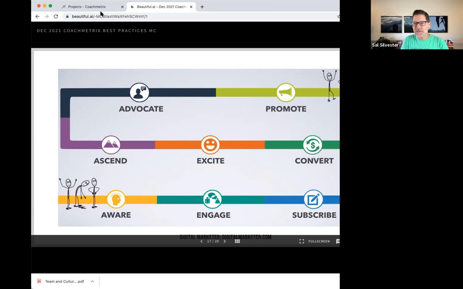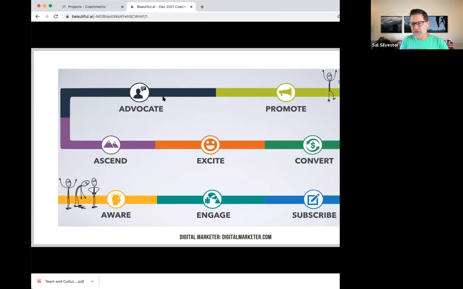The last two phases of the journey are the advocate phase and the promote phase. For me, these are the two hardest phases. I don't like to ask for referrals or references, but it's really important. So what would we do in this advocate phase? What would this look like in a coaching or consulting practice?